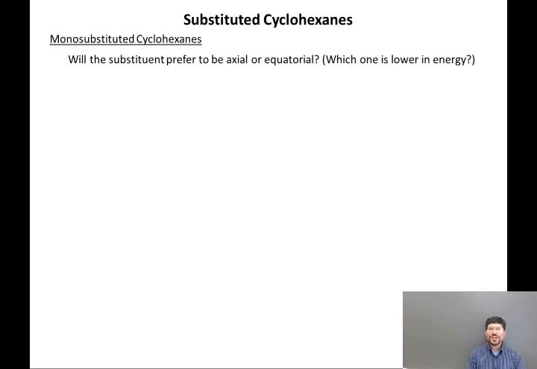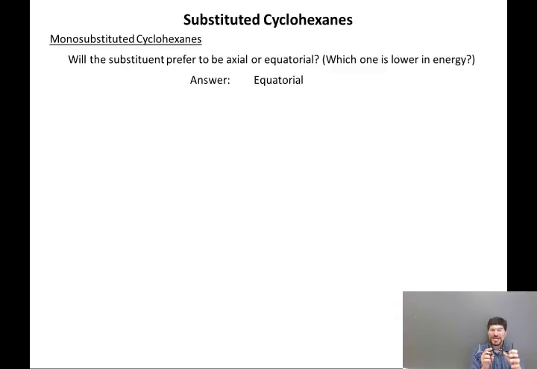Our consideration of conformations of cyclohexanes continues with the case of substituted cyclohexanes. That is, when one of the hydrogens is replaced with something else. We will start by considering monosubstituted cyclohexanes. If you have one substituent, would that substituent prefer to be axial or equatorial? In other words, which case would be lower in energy?